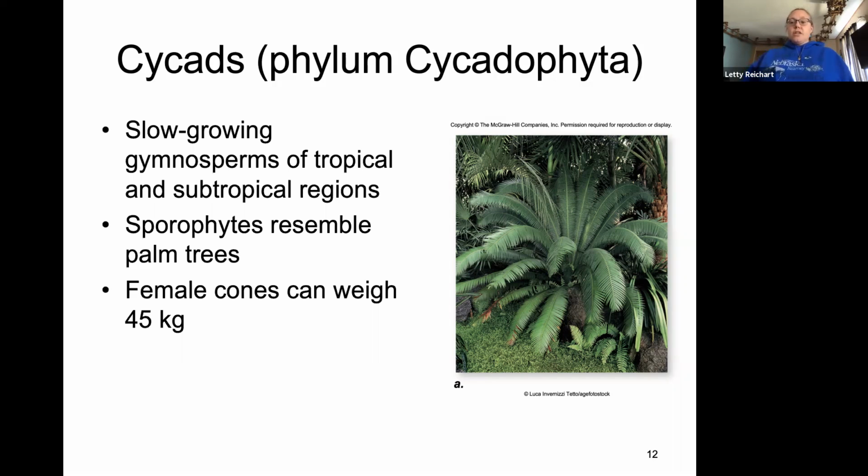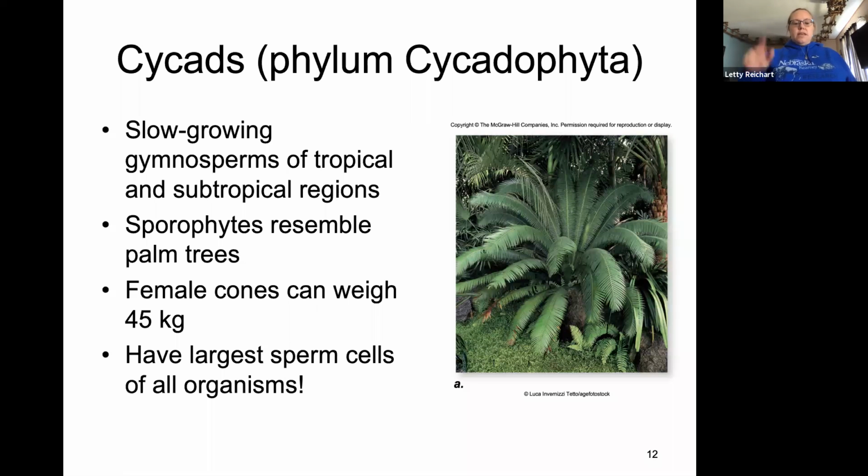Some of the larger cycads can get up to 9 or 10 feet tall, and they can have these massive female cones on them. And the interesting thing about a cycad is that the cones actually grow right out of the base of the plant itself, so not on the individual leaves.